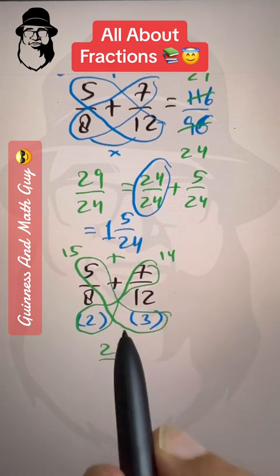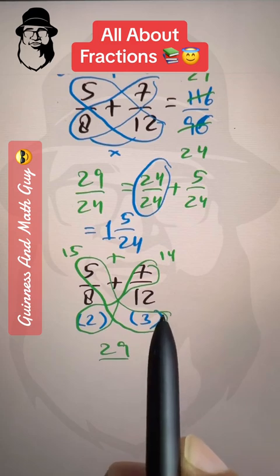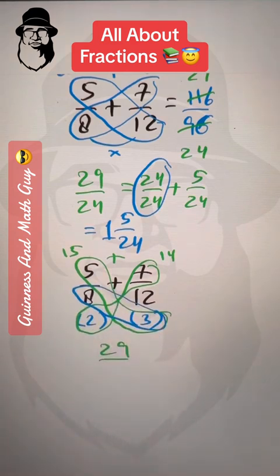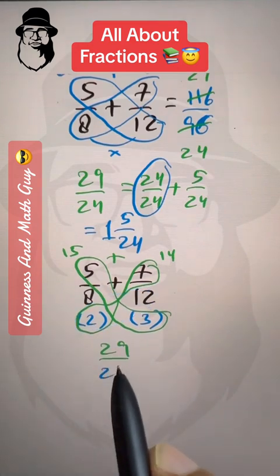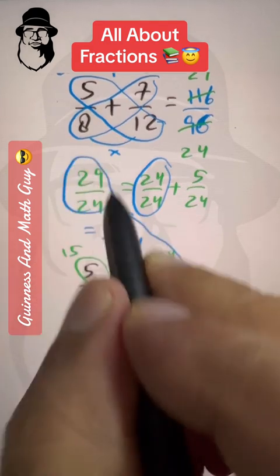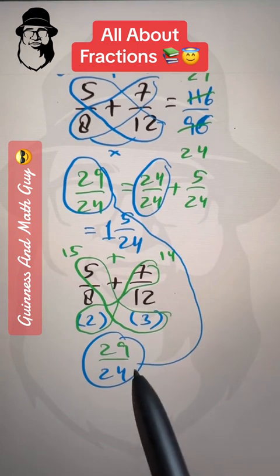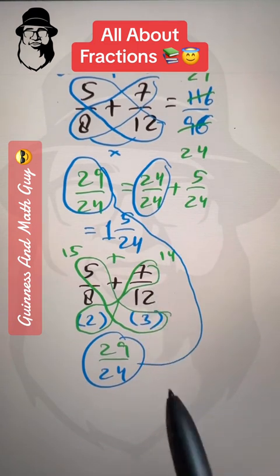And now be careful here. Here we have to multiply this 3 by this 8 or this 12 by this 2. Both will give us the same answer, that is 24. And this is the same answer that we got here, 29 over 24. And then you can do the rest. This will give you the answer instantly in a simplified manner.